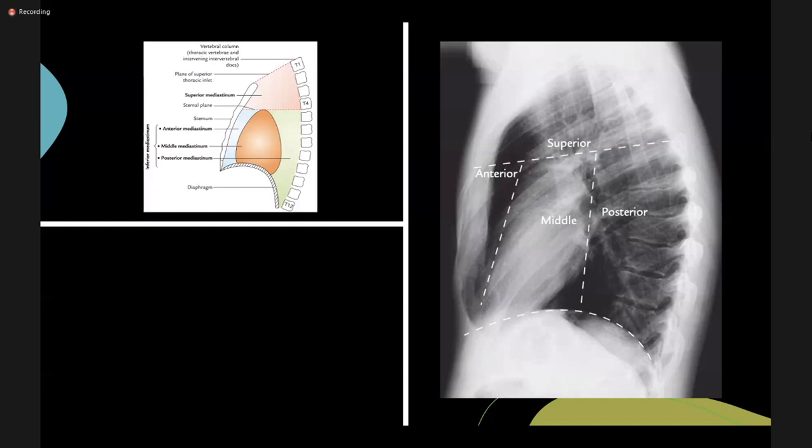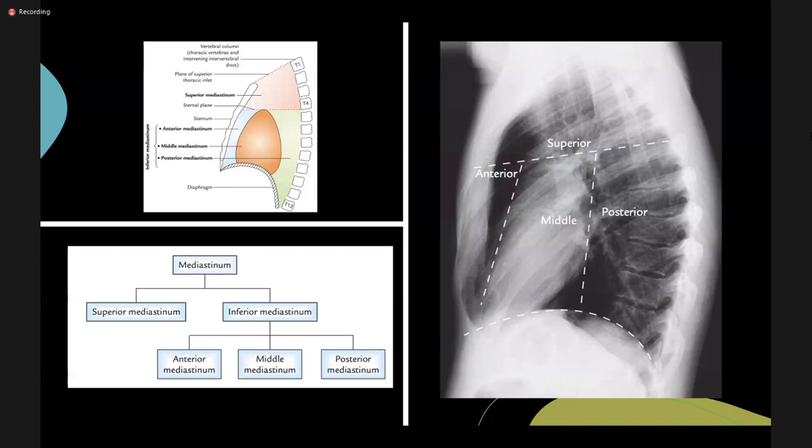Now this image helps you to see what is happening. And then these are the simple modifications. This is how things have been. You can see that the mediastinum is divided into superior and inferior mediastinum, and then the inferior mediastinum has its three different parts.